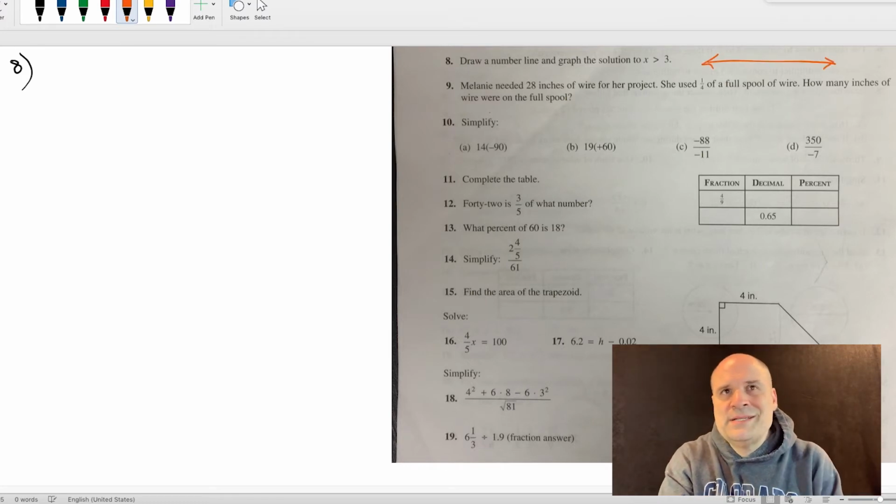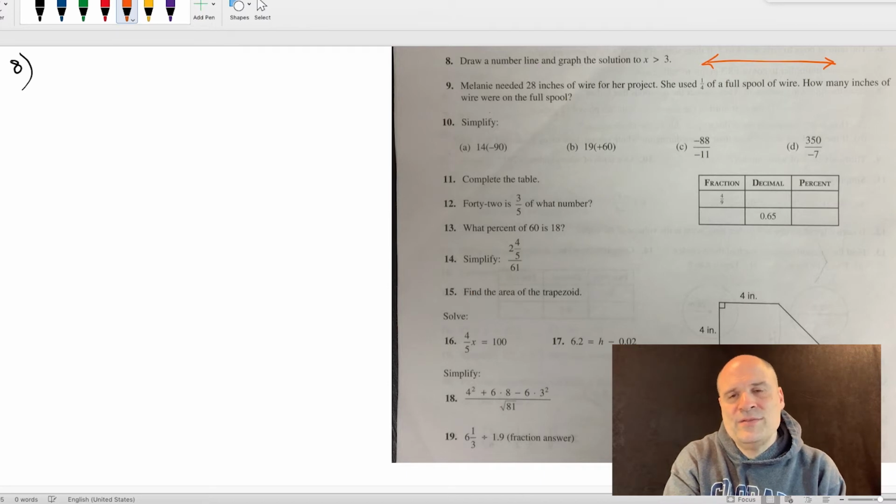And this reads X is greater than 3. Or if you look at the arrow, X is to the right of 3. Well, what is X? That's what we're shading, okay? So if this is 3, we're gonna shade to the right of that. But we're not gonna include 3. This doesn't say X is greater than or equal to 3. It's X is greater than 3.